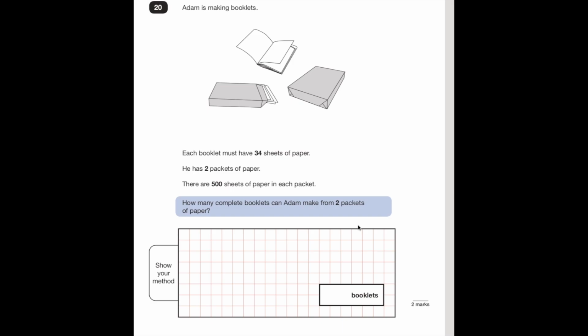Number 20, Adam is making booklets. Each booklet must have 34 sheets of paper. He has 2 packets of paper, and there are 500 sheets of paper in each packet. So how many complete booklets can Adam make from his 2 packets of paper? First of all, we need to work out how many sheets of paper he has in total, and we've been told that he has 2 packs of 500. So 500 times 2, he's got 1,000 sheets of paper in total. But for every booklet he makes, he needs 34. So what we're going to need to work out is how many 34s can we fit into 1,000 completely.